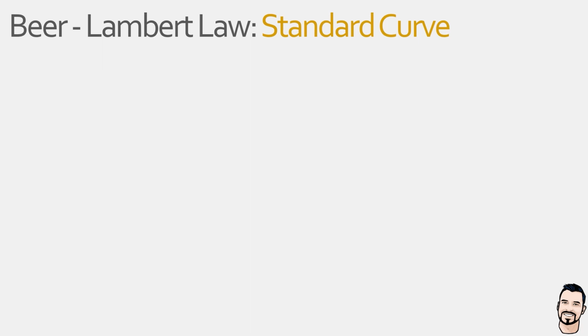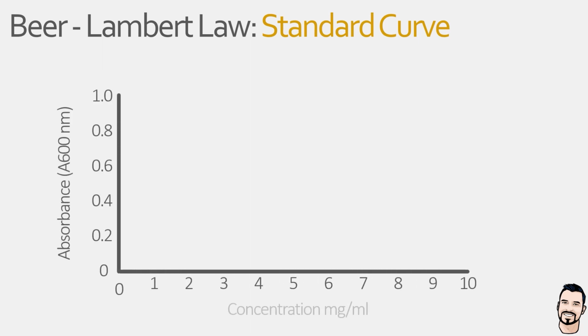And a standard curve is where we graph absorbance against concentration. So here we have an absorbance at 600 nanometers on our y-axis plotted against the concentration of compound A in milligrams per milliliter on our x-axis. As you can see from the y-axis scale, we typically want to identify values between 0.1 and 1, and this is purely because outside of these values we can start to get some erroneous results.